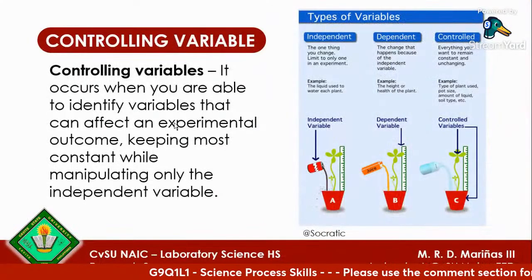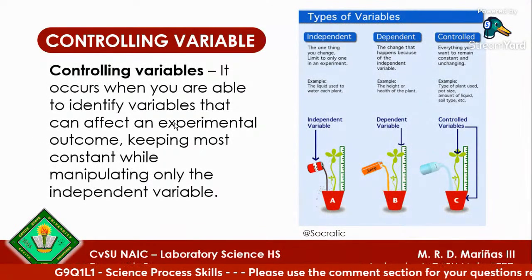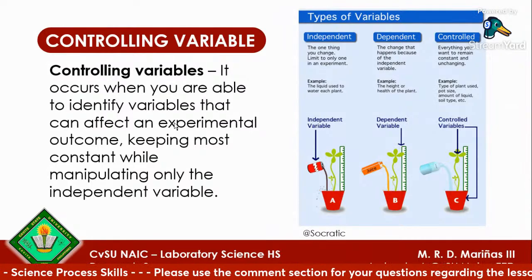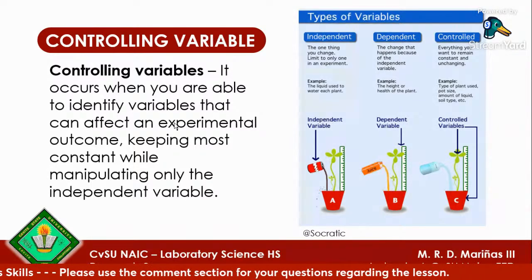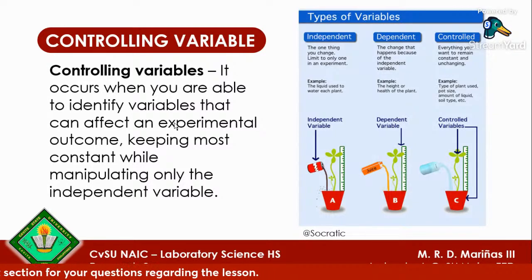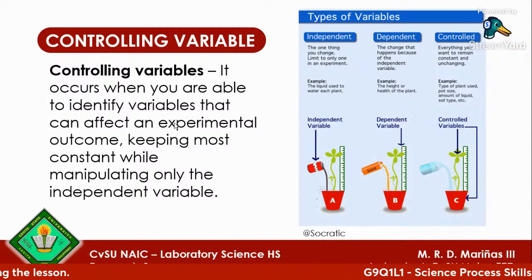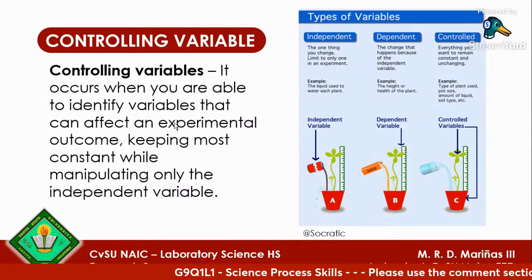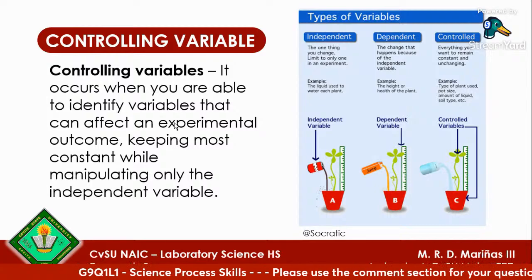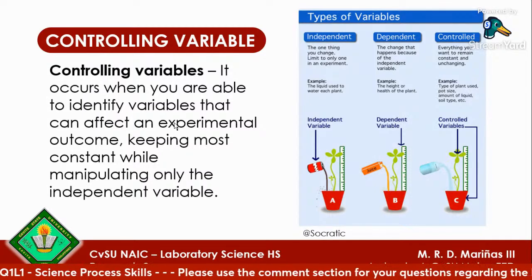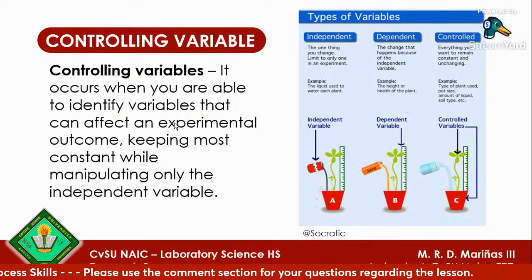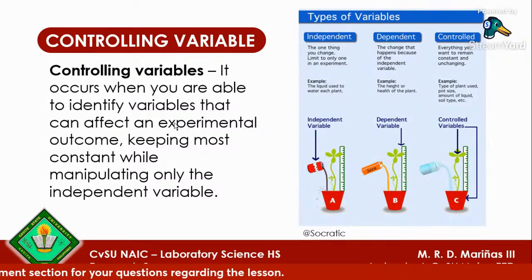So the first one here is controlling variables. Pag sinabi natin controlling variables, it occurs when you are able to identify variables that can affect an experimental outcome, keeping most constant while manipulating only the independent variables. So in this case, may apply din natin dito, unang-una kagad yung observation. Kasi nakikita natin na kailangan na nating i-control yung variable na yan. Pwede rin natin magamit yung inference and also measuring, yung measurement. So those three things can be used to control variables.